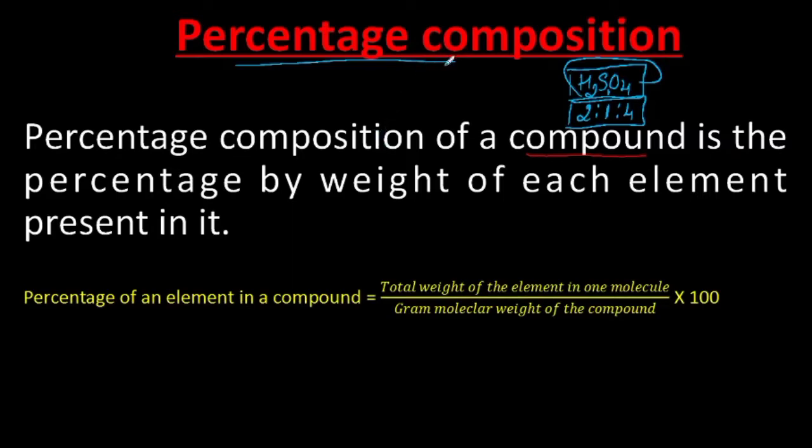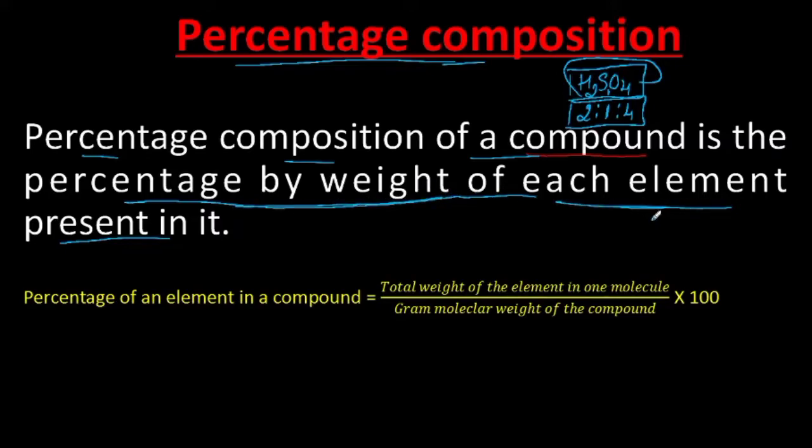Then what is this percentage composition? The percentage composition of a compound is the percentage by weight of each element present in it. I will repeat again, percentage composition of a compound is the percentage by weight of each element present in it. Look at this example again. Here we are saying percentage by weight of each element.